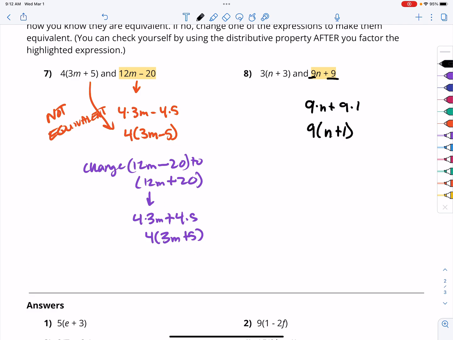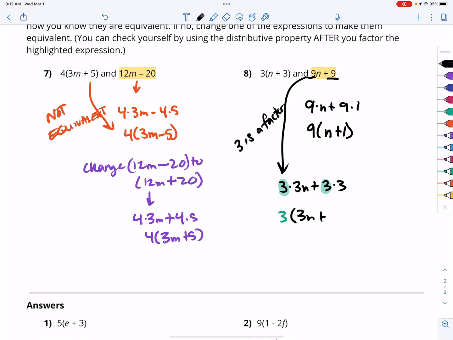Ooh. Now I wonder though, let's see, what if I would have pulled out a 3? Because 3 is also a factor. So if I had done that, that would mean we would have had 3 groups, 3 times 3n plus 3 times 3. So that means this 3 here had been distributed to both terms. So we would have had 3 times 3n plus 3. And if you notice, this is very similar to our original. So in our original, we only had in our parentheses n plus 3, but here we have 3n plus 3.